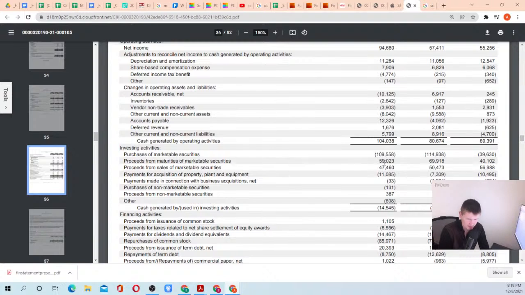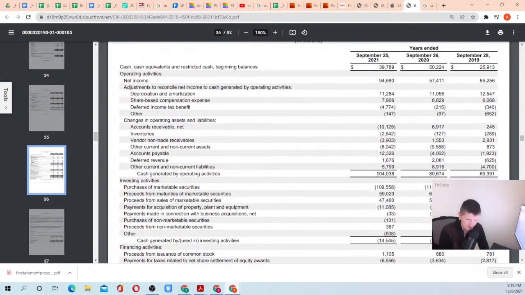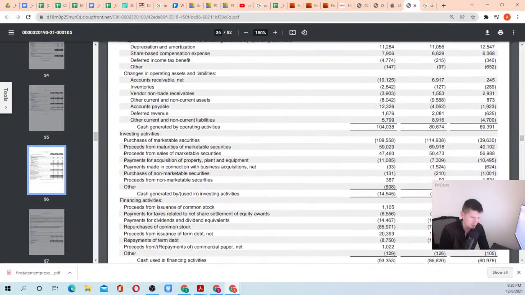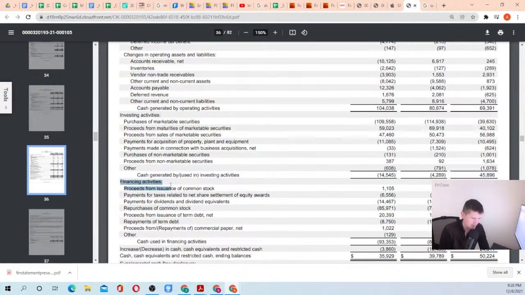So numbers for Apple are huge. All of these are in millions. So basically Apple traded hundreds of millions of marketable securities, and didn't acquire actually much of assets, only 11 billion. And cash flow from operating activities was huge, $100 billion. So Apple is a pretty solid company. And operating activities is whatever results from your operations, which is not included in financing activities and investing activities.